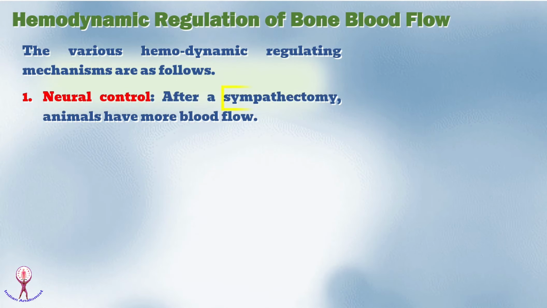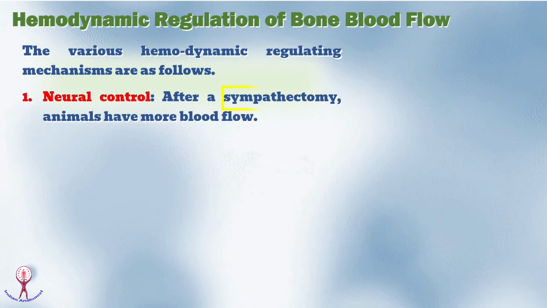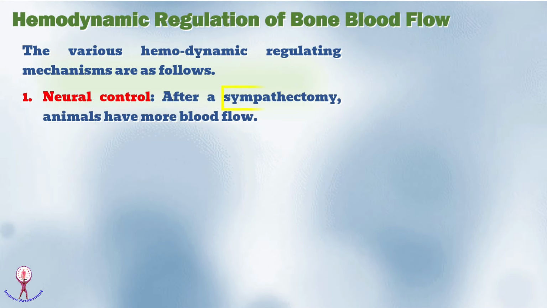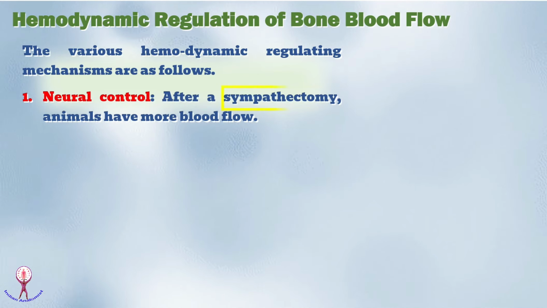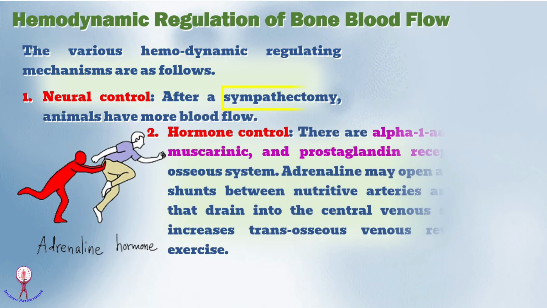At last, what are the factors responsible for blood flow in long bones? These factors are also called hemodynamic regulating mechanisms. They are as follows. Number 1, neural control. After sympathectomy, animals have more blood flow. So sympathetic innervation is essential for blood circulation. Number 2 is hormone control.